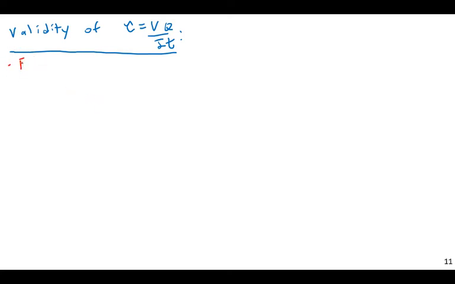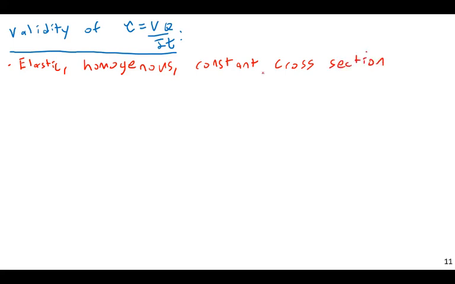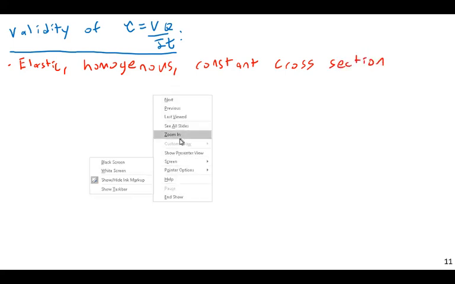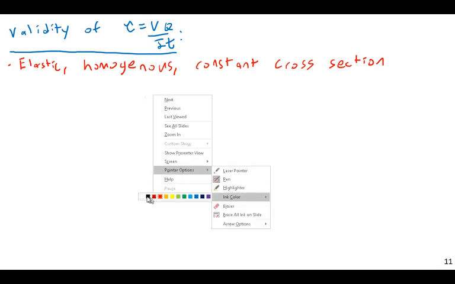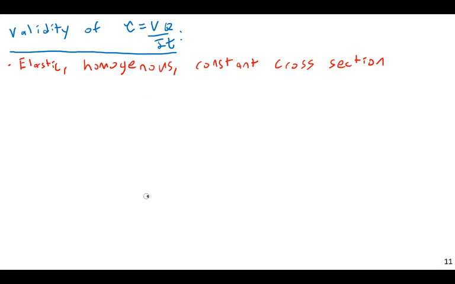So we have an assumption that we have an elastic, homogeneous, and constant cross-section. Those are just our beam assumptions, really, or some of them. Then, let's see. There's also some limitations on our geometry here.